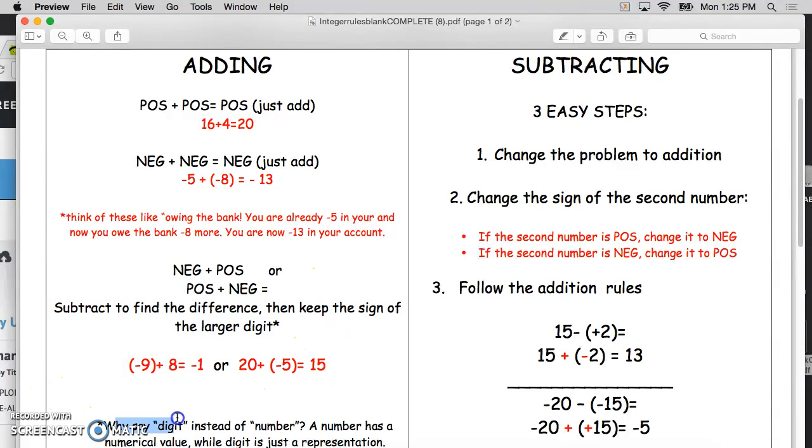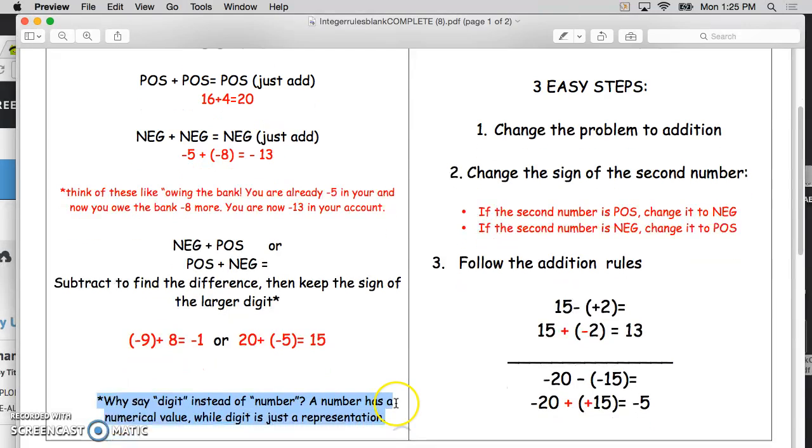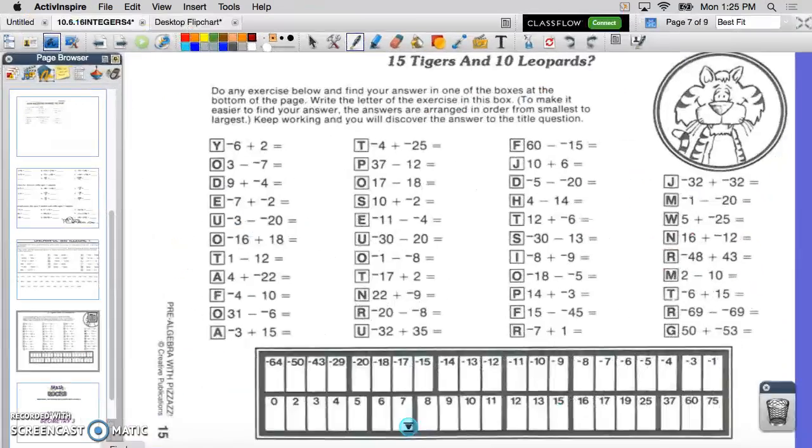Why do we say digit instead of number? A number has a numerical value, while a digit is just a representation. If you want to know more about that, please ask me in class, because there's a difference between saying a number and a digit. And that's a great explanation. I wonder when I thought of that. Must have been years ago.